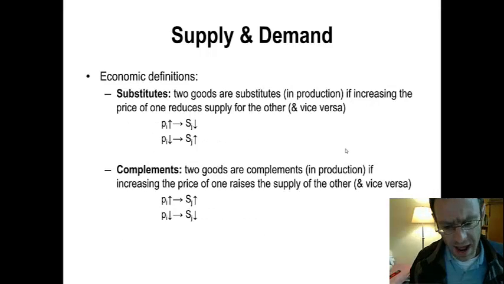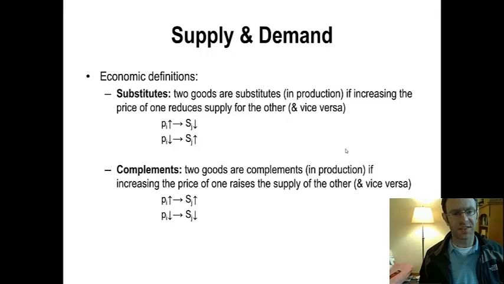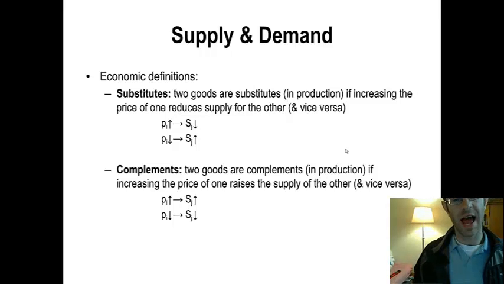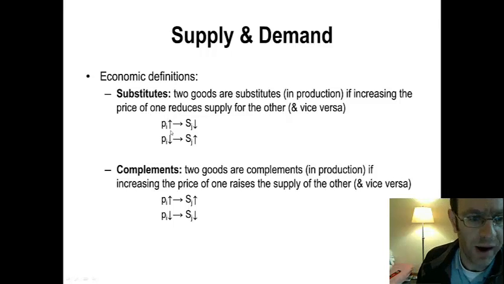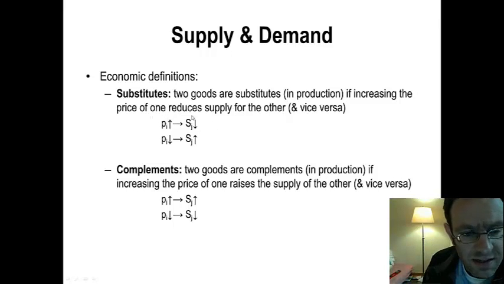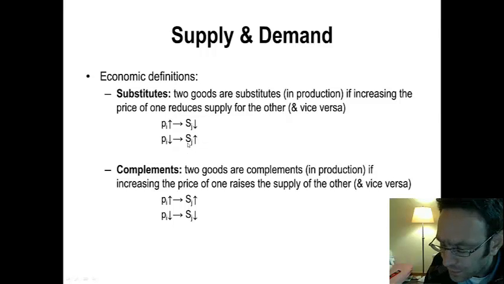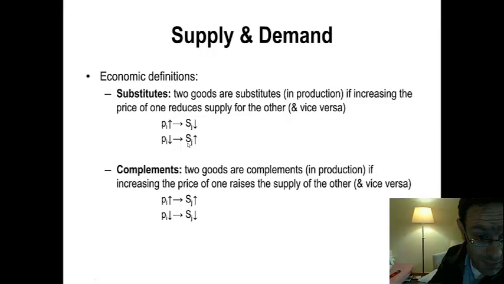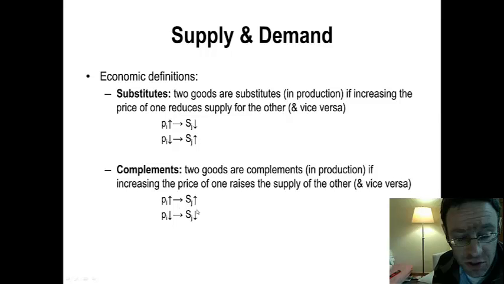Using more economic definitions, we can think of substitutes in production, and we can identify them when a price increase in one commodity, I for instance, leads to a decrease in the supply of commodity J. And conversely, a decrease in the price of commodity I leads to an increase in the supply of commodity J. We'll do an example shortly. And for complements in production, we can identify two goods as being complements to one another when the price increase of the one, I, leads to an increase in supply of the other. And a price decrease in one leads to a decrease in supply of the other.